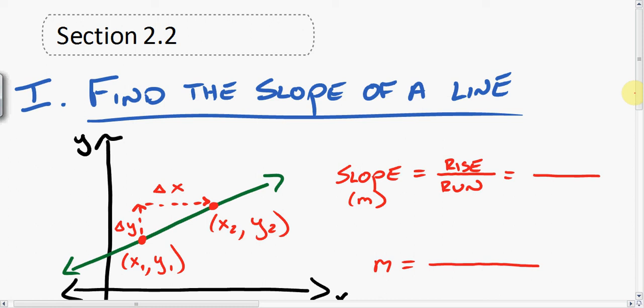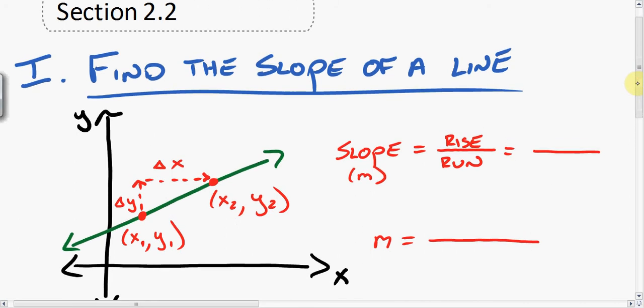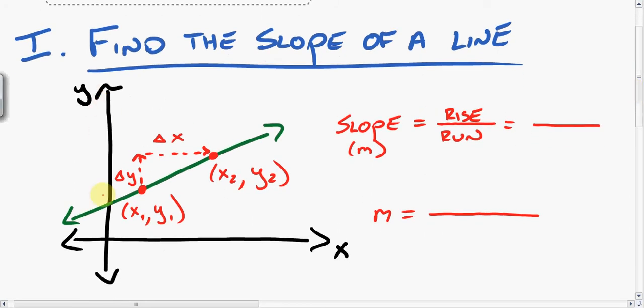This is section 2.2 part 1, where we are going to look at how to find the slope of a line. We've got a coordinate plane drawn down here. We've got our x and y axes. This little green line here is the line that we have graphed, and I've located 2 points on the line. The first point is x1, y1, and the second point is x2, y2.